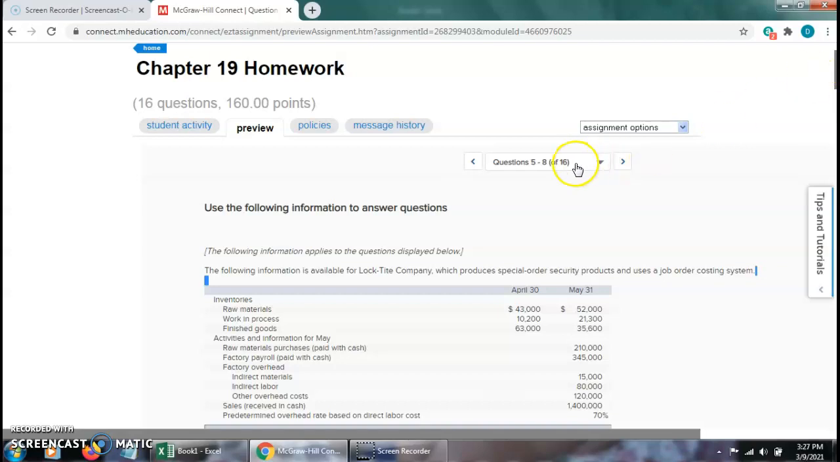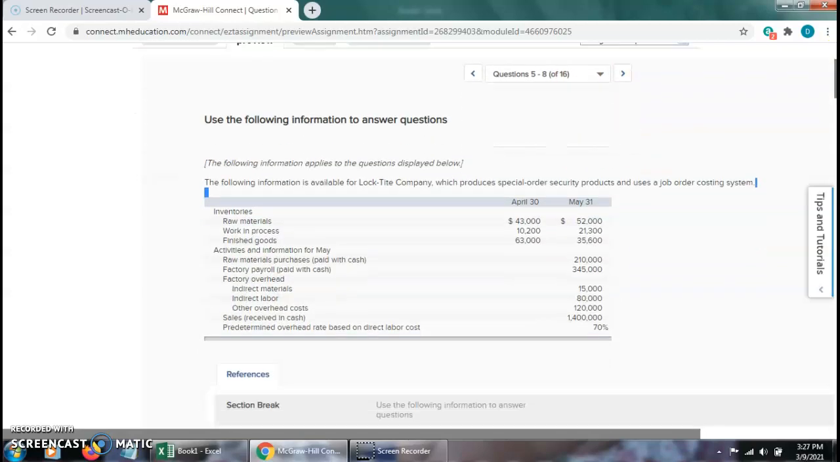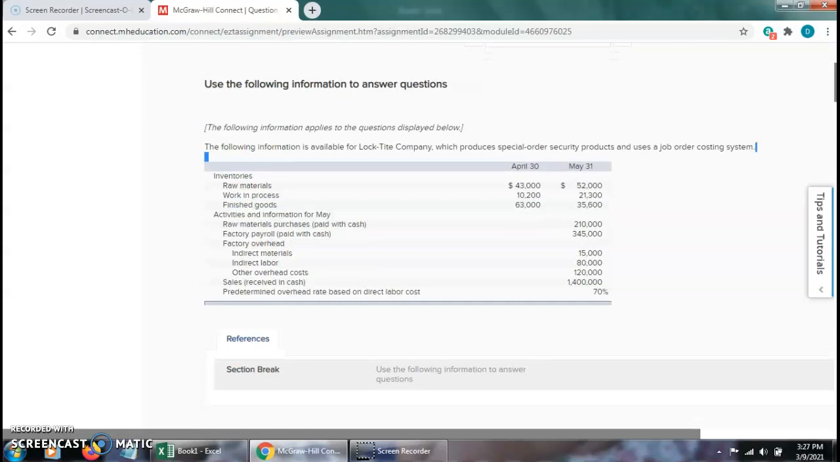I'm on questions 5 through 8 of your Chapter 19 homework. It says the following information is available for Loctite Company, which produces special order security products and uses job order costing. Remember, job order costing and process costing are different types of product costing systems. Job order costing is used when a company makes unique products to customer specifications. Process costing, on the other hand, is used when a company makes similar or identical products.